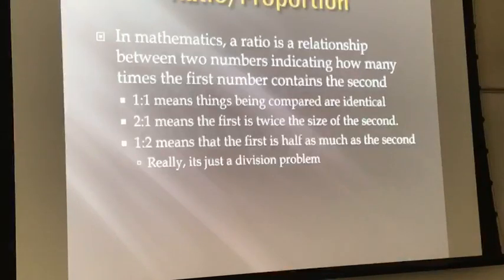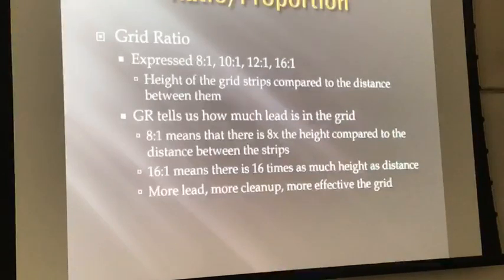All right, so ratio and proportion. A ratio is a relationship between two numbers indicating how many times the first number contains the second. So 1 to 1 means that all things are equal, right? They're identical. 2 to 1 means that the first is twice the size of the second. 1 to 2, it flips everything around. The first is half as much as the second. It's really just a division problem is all a ratio problem is. All right, so like grid ratio. What is grid ratio?